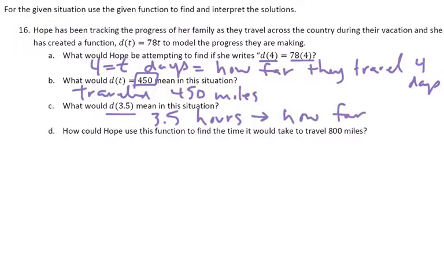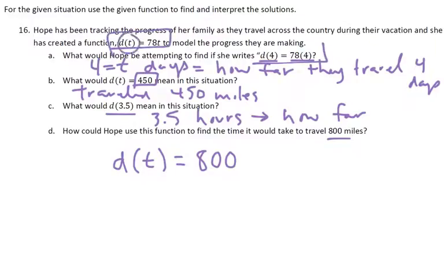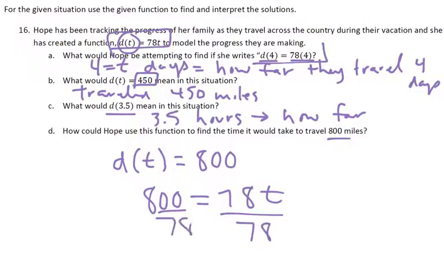Okay, the last one, how could Hope use this function to find the time it would take to travel 800 miles? So d of t would equal 800 miles, right? This is our formula, so replace the d of t with 800 and then solve. So divide by 78, so we'd get the time equals whatever that is, which ends up being about 10.25. Okay, it's a longer decimal, but about 10.25.